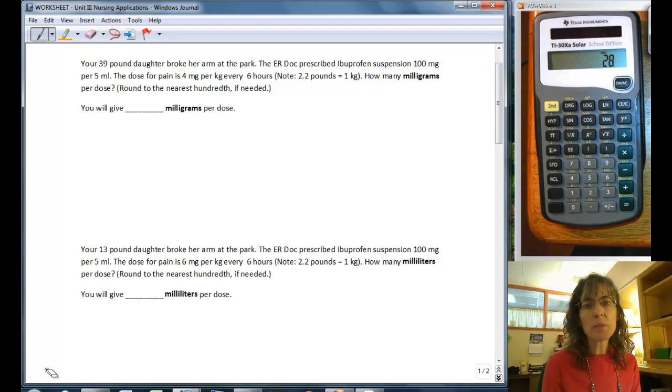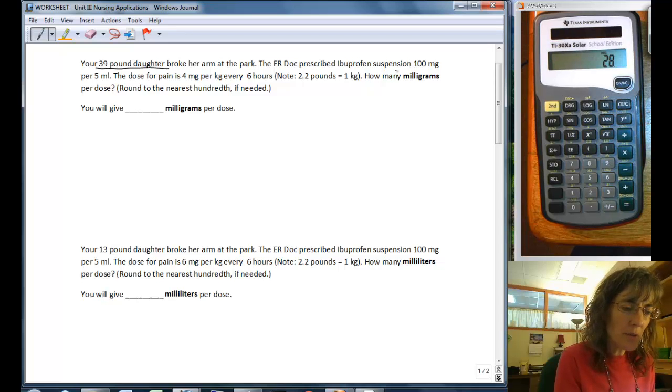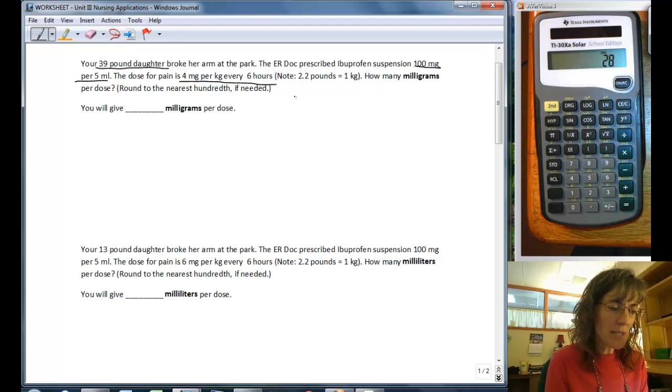Okay, these are some problems like what you'll see on MyMathLab. I just want to work through a few of them for you in case you're having any difficulties on those problems. Your 39-pound daughter broke her arm in the park. The ER doc prescribed ibuprofen suspension, 100 milligrams per 5 milliliters. The dose for pain is 4 milligrams per kilogram every 6 hours.